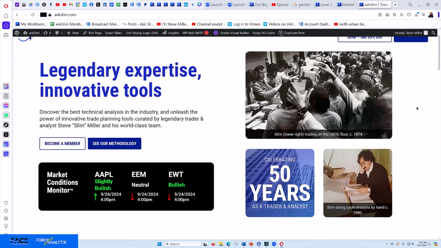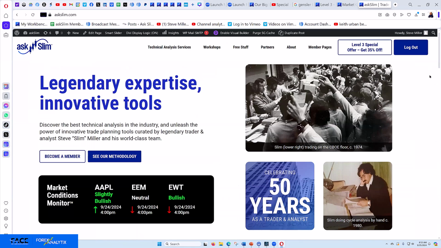So this is, let's see that picture of you working there. Okay, there's that Slim picture. Right there is me in 1974 on the CBOE floor, at the top, with my hands up screaming. So that's me 50 years ago. I became a member in May of 1974.